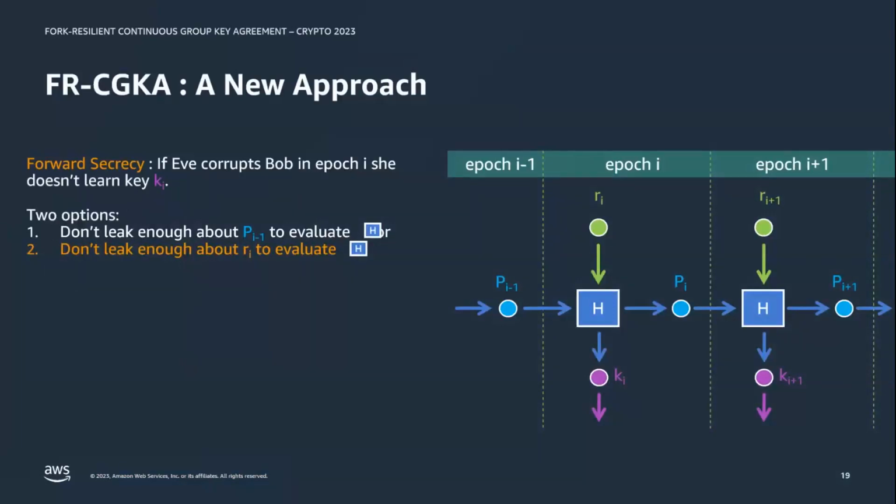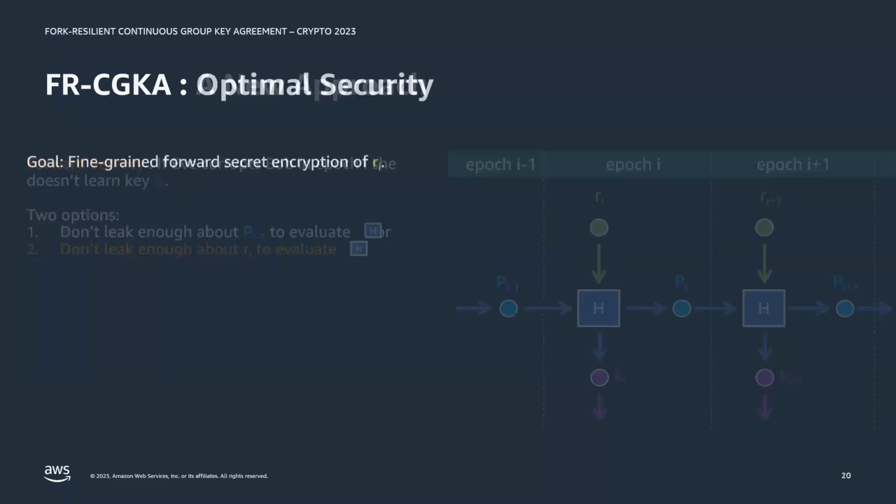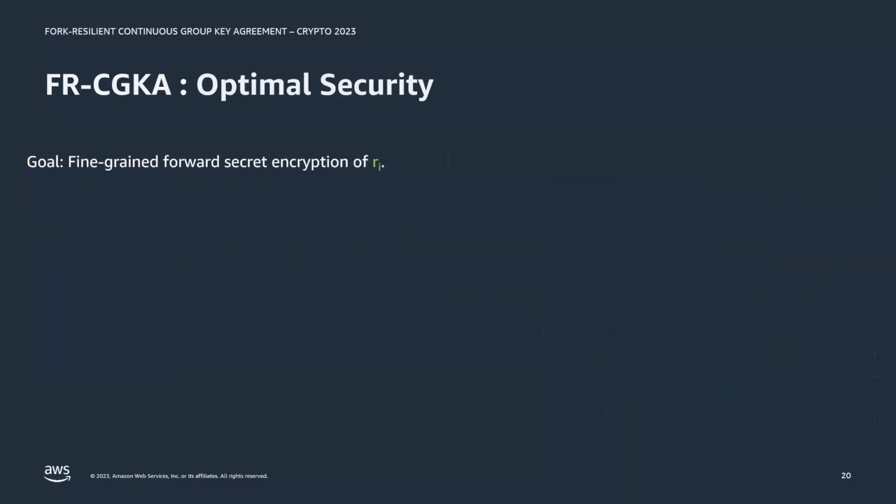So we're going to go back to that previous fork in the road we had, and we're going to branch off in the other direction. Instead of trying to implement forward secrecy by deleting what we can about the entropy, we'll try to make sure that corruptions don't leak information about past new entropy. But what we really want is some fine-grained forward secret way of encrypting R to the group. We have to distribute this quite actively.